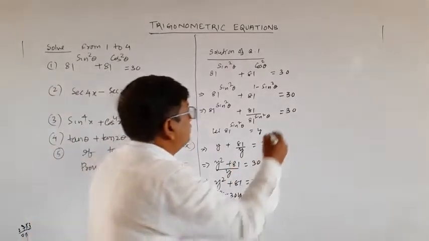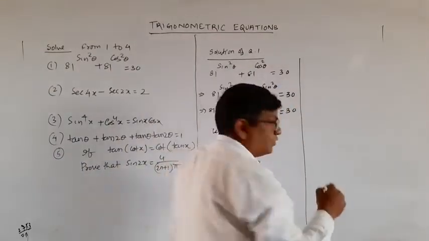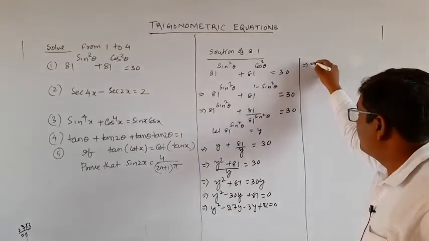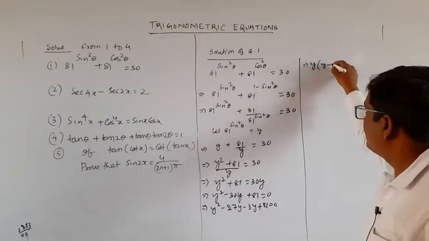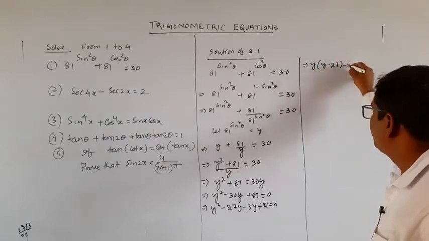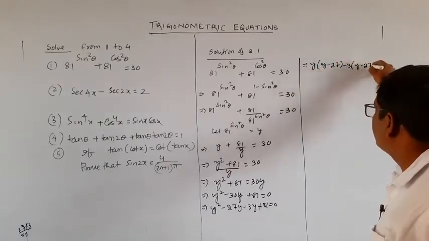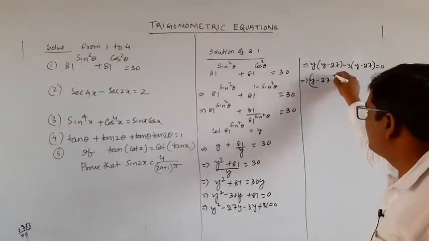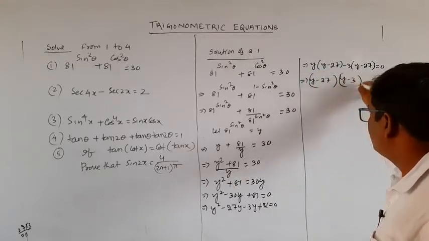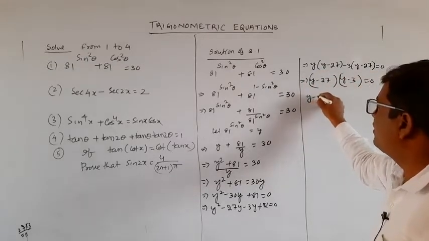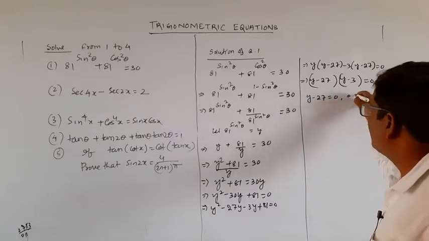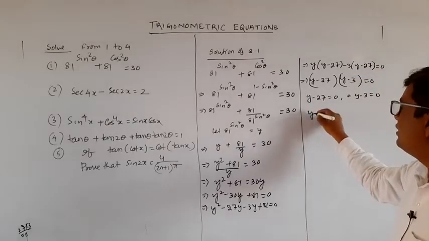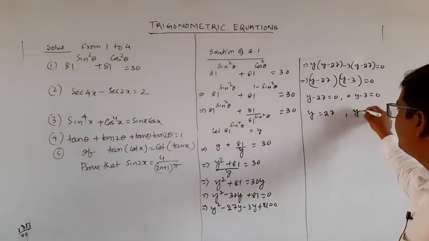Okay. Now what happens here? y common here, y minus 27, minus 3 common here, y minus 27 is equal to 0. So y minus 27 into y minus 3 is equal to 0. y minus 27 is equal to 0, or y minus 3 is equal to 0. So y is equal to 27, or y is equal to 3.